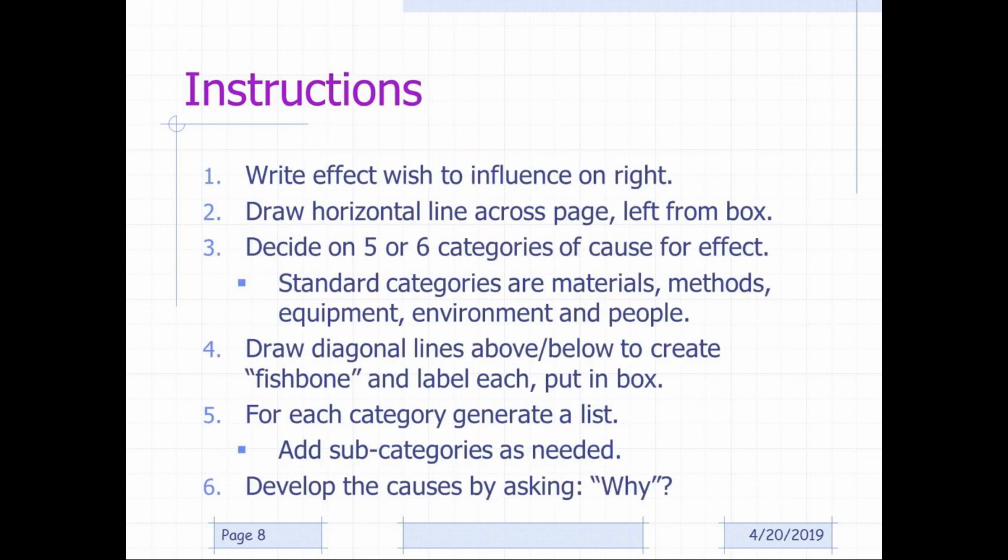Here are the instructions. You write the effect wished to influence on the right. You draw horizontal lines across the page, left from the box, and you decide on 5 or 6 categories of cause for the effect. Standard categories are materials, methods, equipment, environment, and people. And you draw diagonal lines above and below to create the fishbone and label each to put in a box. For each category, generate a list and subcategories as needed. Develop the causes by asking the simple question, why?